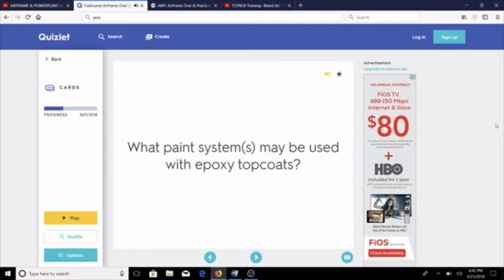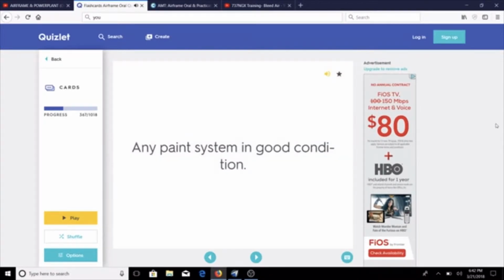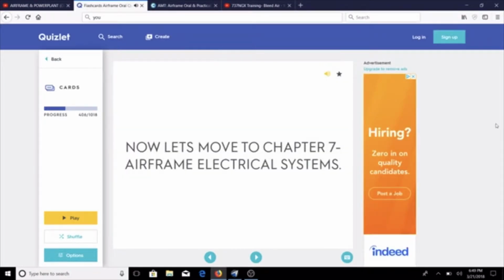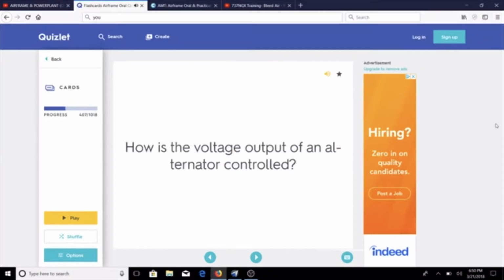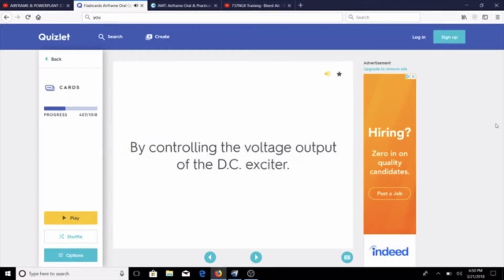What paint system may be used with epoxy top coats? Any paint system in good condition. Now let's move to Chapter 7 Airframe Electrical Systems. 52 terms. How is the voltage output of an alternator controlled? By controlling the voltage output of the DC exciter.